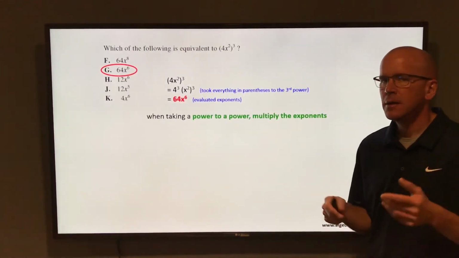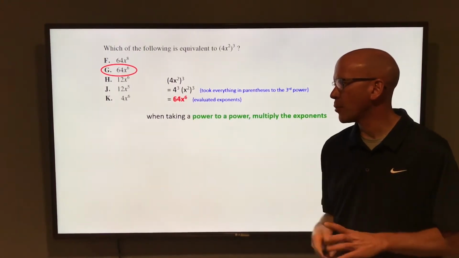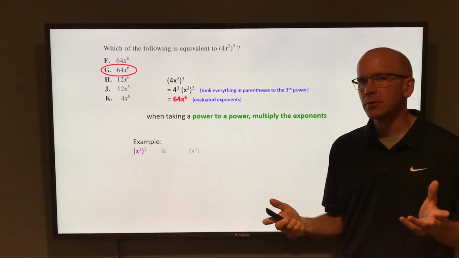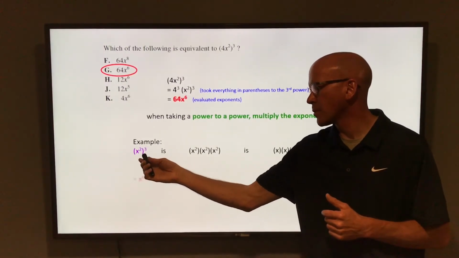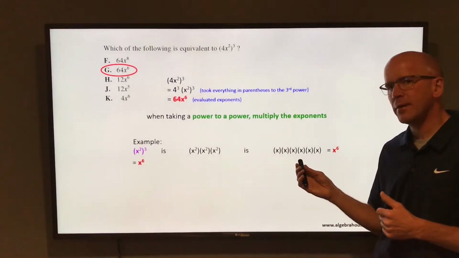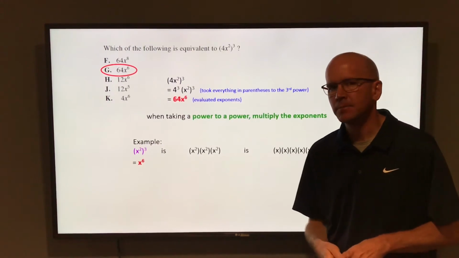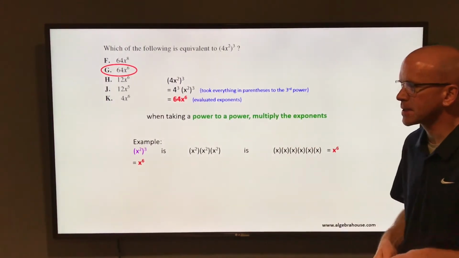You may have got hung up on what to do with the exponent when you're taking that x squared to the third power. Well, if you aren't sure, draw it out. So x squared to the third power, you have x squared times x squared times x squared, or in other words, you have 6 x's lined up. And that's how you get x to the 6th power out of that. Anyway, the answer is 64x to the 6th, letter G.